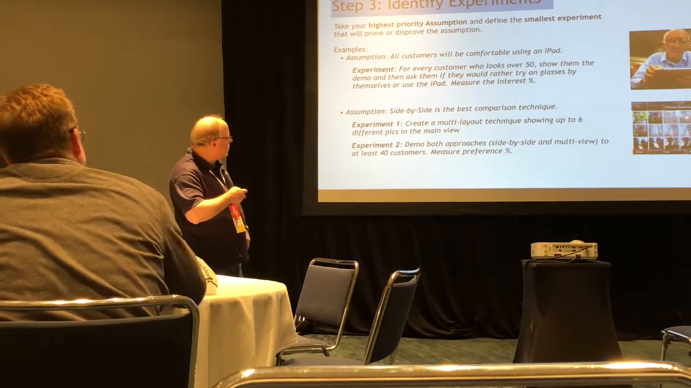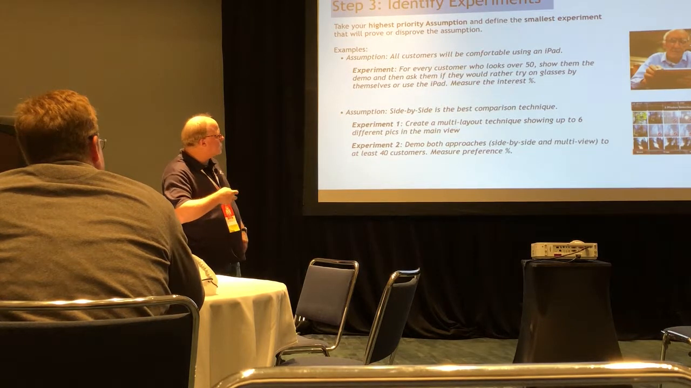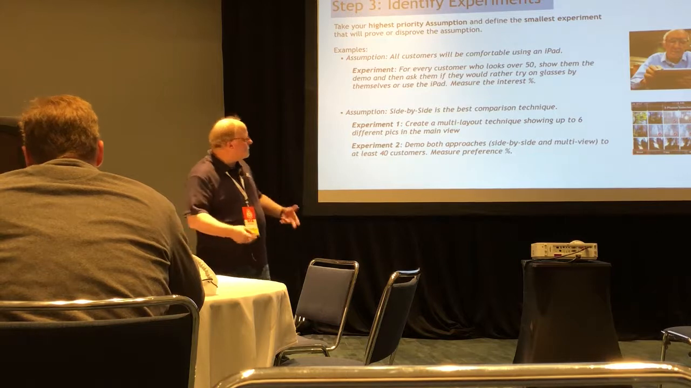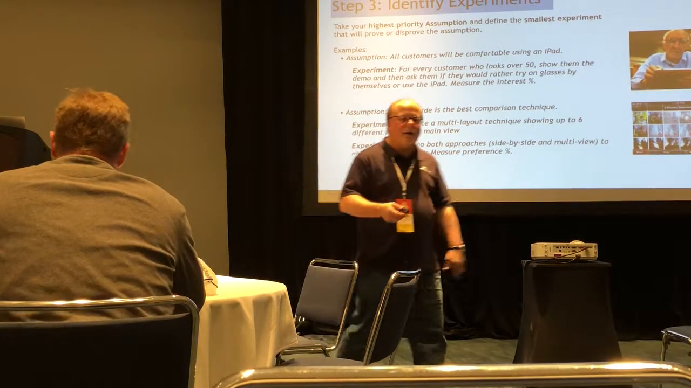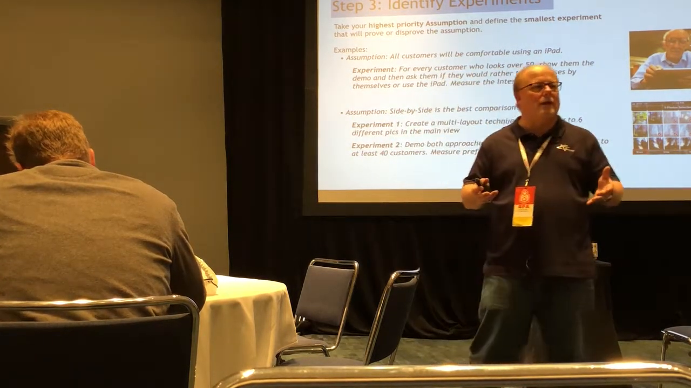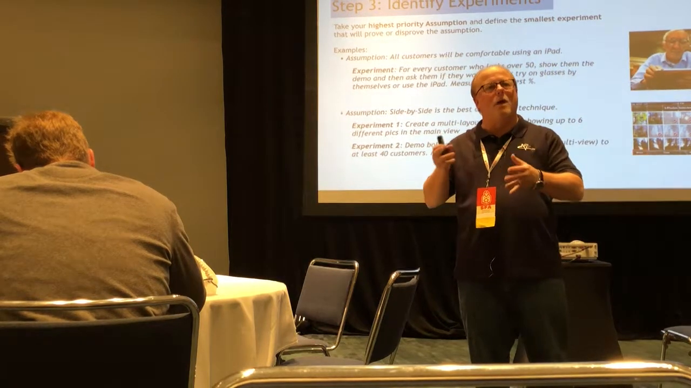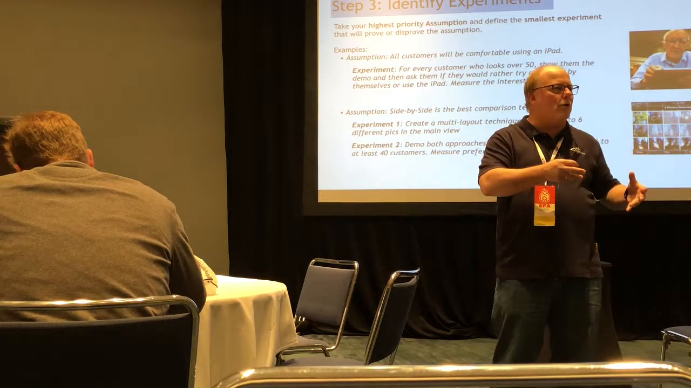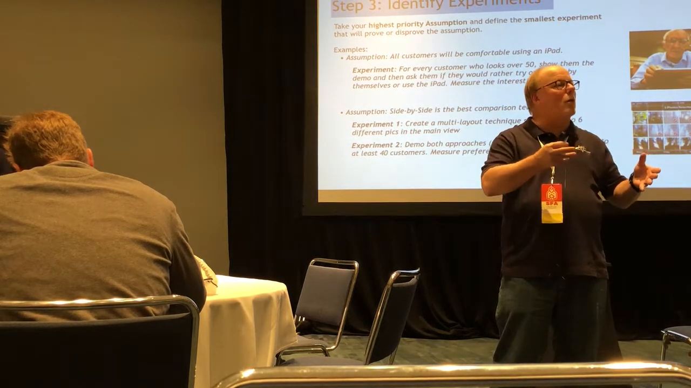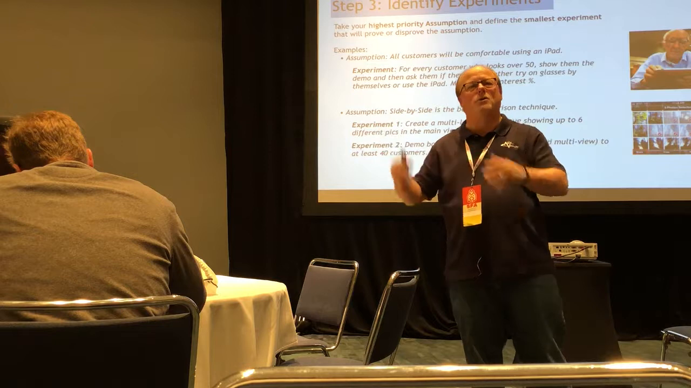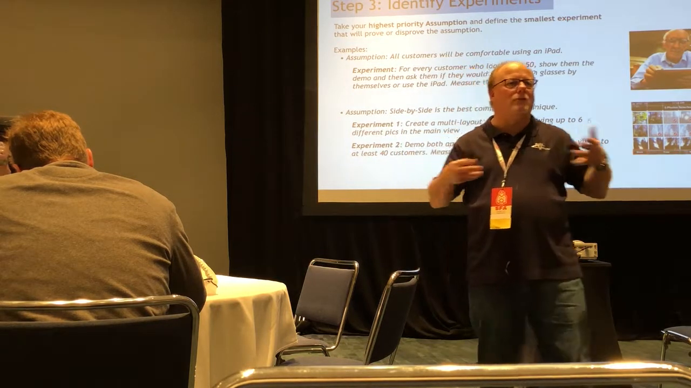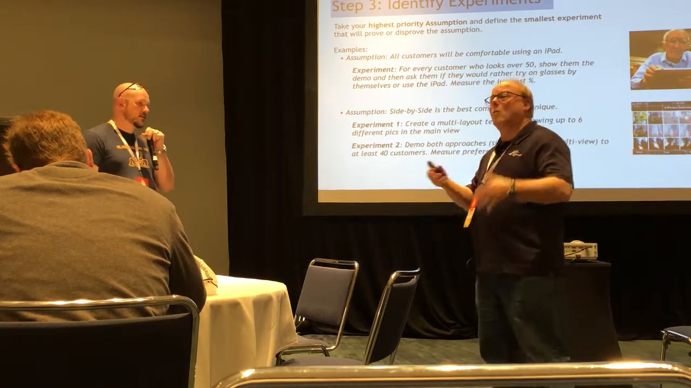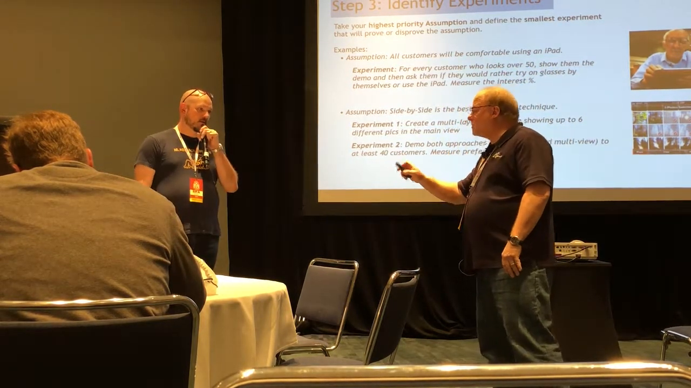Here's an example from the Nordstrom video. All customers will be comfortable using an iPad, including the elderly. And then the experiment is for every customer that comes in that looks over 50, show them the demo, how it works on the iPad, and then ask them if they would rather pick and choose glasses on their own, or would they prefer to use the iPad. Track those metrics, and that's a good A/B test. And based on that, we'll learn what the preference of folks that age are.